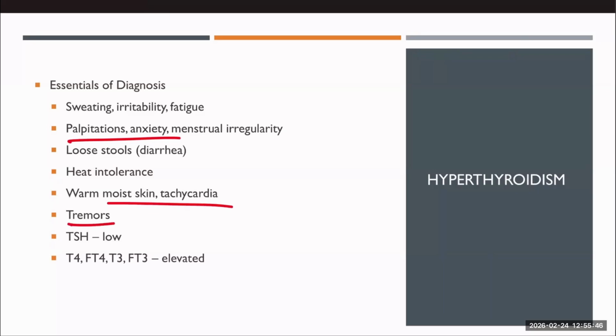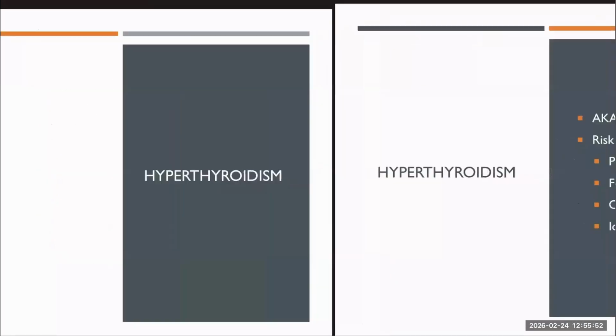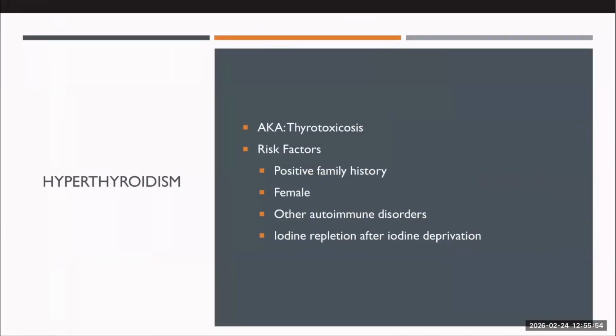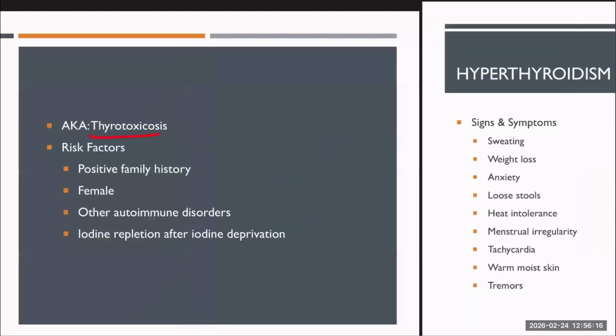And our labs, TSH is going to be low and our thyroid hormones are going to be very high. We have hyperthyroidism and something is turning it on. So hyperthyroidism is also known as thyrotoxicosis. Risk factors: positive family history, female, other autoimmune disorders, we'll deal with that on Thursday. And then iodine repletion after iodine deprivation. They weren't given iodine, but they never repleted it. They're short iodine, or they have too much iodine they're being given.